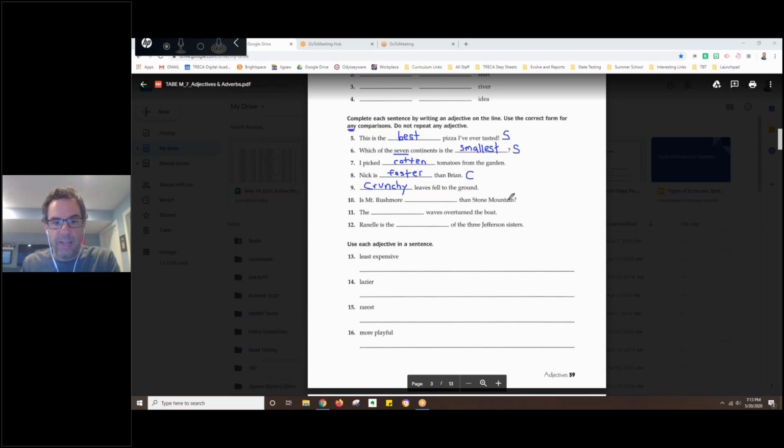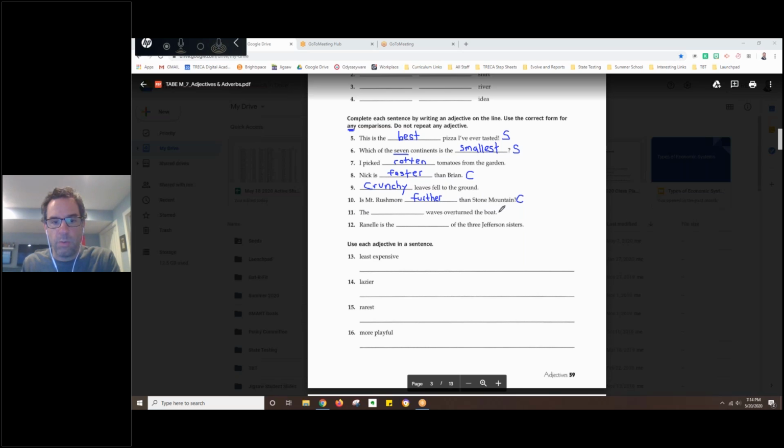Number 10, is Mount Rushmore blank than Stone Mountain? Hopefully when you were doing this, you realized, okay, we're only comparing two things. So this is a comparative form, right? Only comparing two things. So this is comparative. Is Mount Rushmore blank than Stone Mountain? How about further? That's distance. So distance can be an adjective. Is it far? Is it close? Is Mount Rushmore closer? Is Mount Rushmore bigger? Maybe you came up with one of those. Further, bigger. Is it closer? I don't know. Maybe you came up with another word to describe this one. But you should have noticed that it's in comparative form because we're only comparing two things.